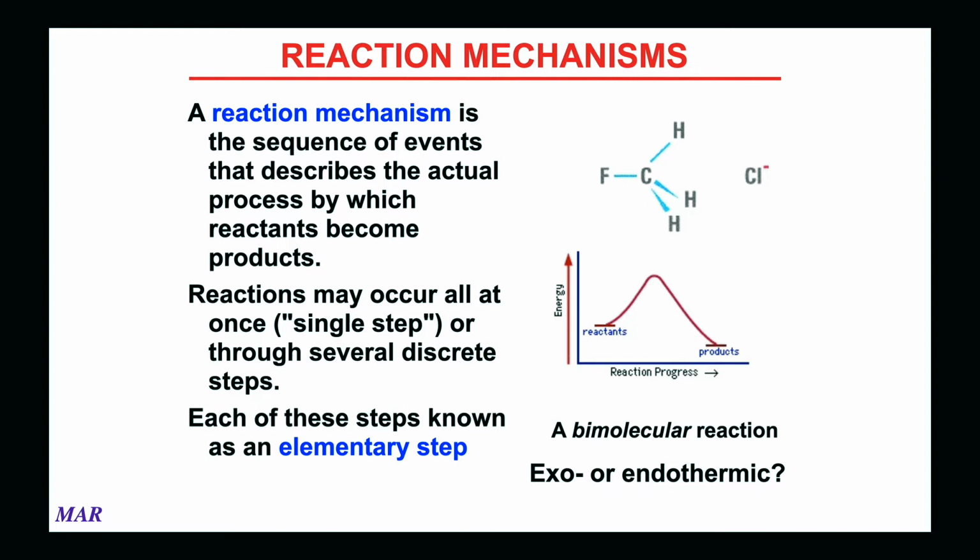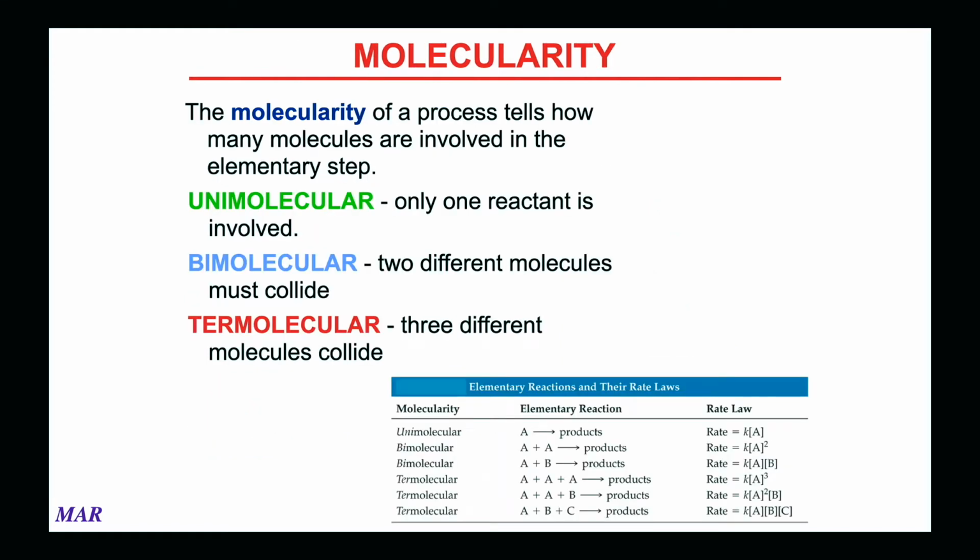This reaction is exothermic because the product's energy is lower than the reactant's energy. If the product's energy would have been higher than the reactants, it would have been endothermic. Finally, because there were 2 reactants, the fluoride and the chloromethane, we would call this a bimolecular reaction. Bi, in this case, means 2, so 2 pieces come together to make products. Bimolecular is what you'd refer to it as. The molecularity of the process just says how many pieces, molecules, atoms, whatever, are involved in the elementary step.